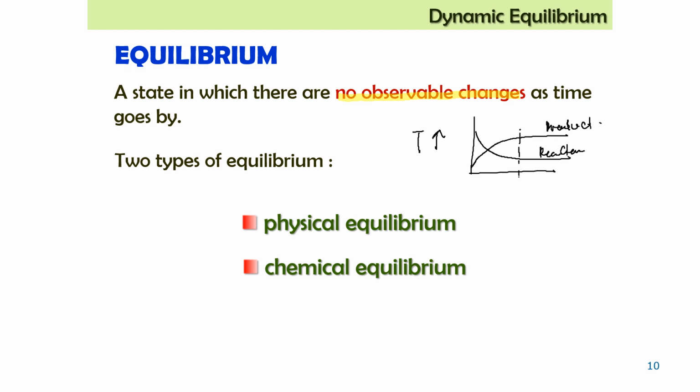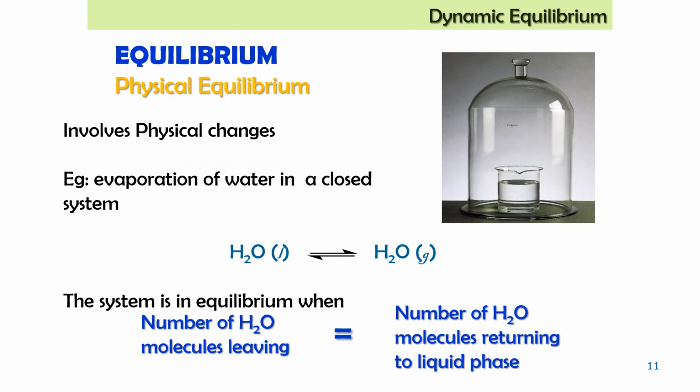There are two types of equilibrium. First is physical equilibrium, and the second one is chemical equilibrium. So what are those? First, let's look at physical equilibrium. As the name says, it is physical, so it involves physical changes. That means it is a change of state.